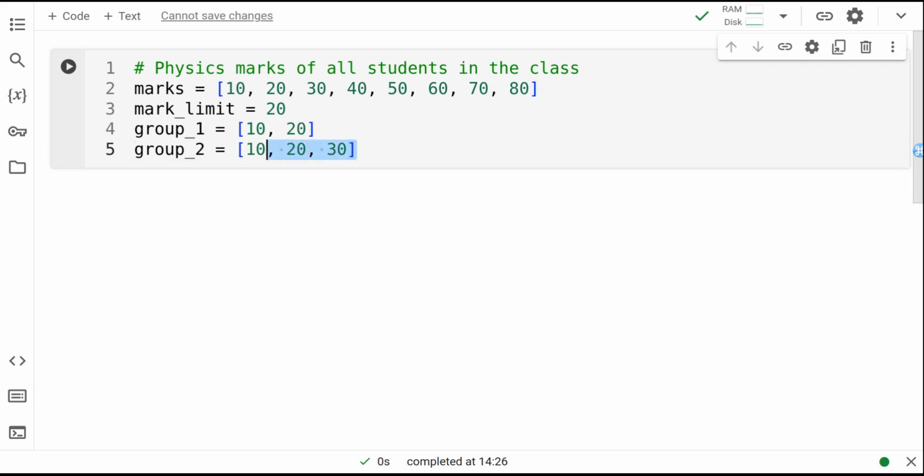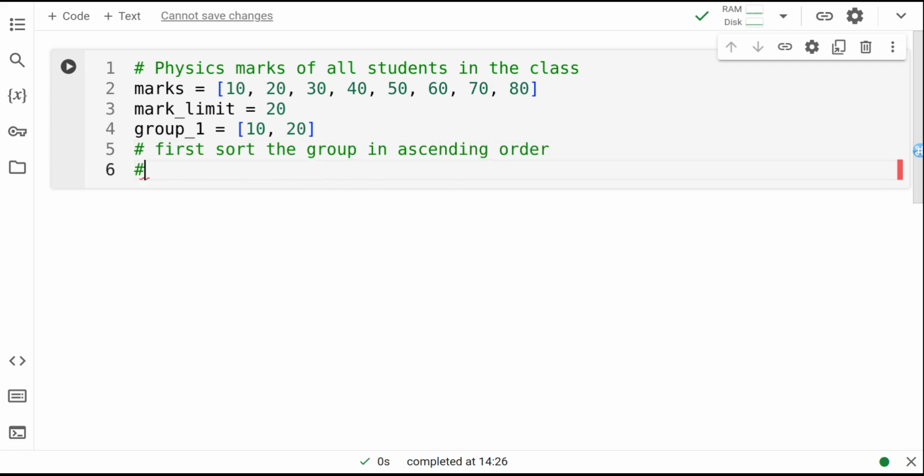If I want to find out whether a given group of students is a valid group or not, the best thing that I can do is, first I'll write this down. First, sort the group in ascending order, sort the marks, and look at the last or the maximum score and the minimum score. Okay, what do I mean by that?